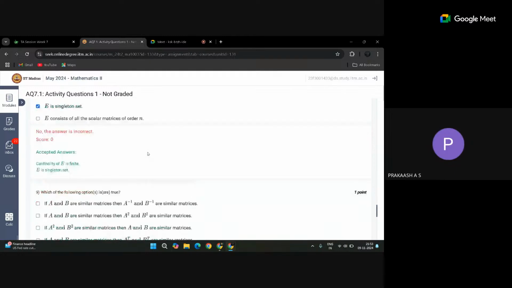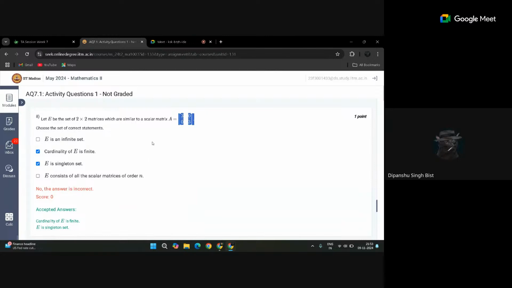The two elements are there. How are we telling it's a singleton set? Why are there two elements? It's just a single element. The matrix similar to this is just 3003. What is E? E is a set of matrices which are similar to this. So the only matrix which is similar to the matrix is the matrix itself. So E will have only one element, that is this matrix, the 3003 matrix.